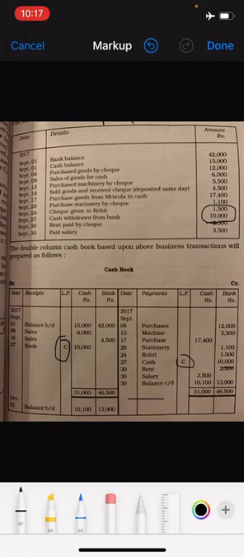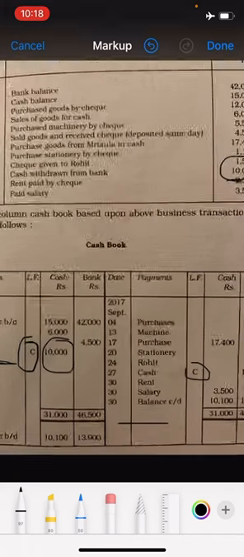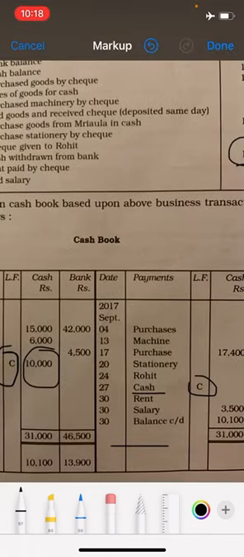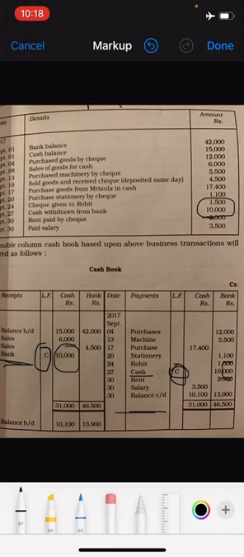Again, your journal entry here is cash account debited to bank account. So cash account is debited. On the debit side of your cash book, you write bank, and under LF you write C, that is the contra entry, and the amount is entered under the cash column. Your bank is credited, so on the credit side you enter cash, LF C, and under the bank column you write the amount 10,000.